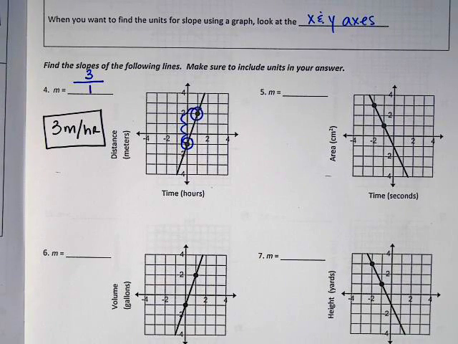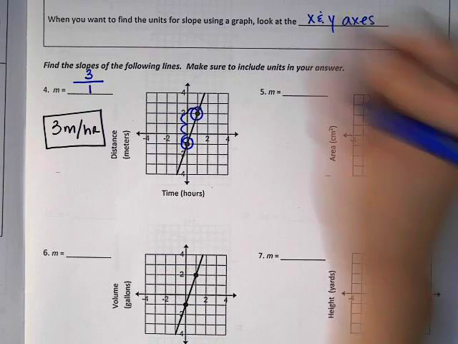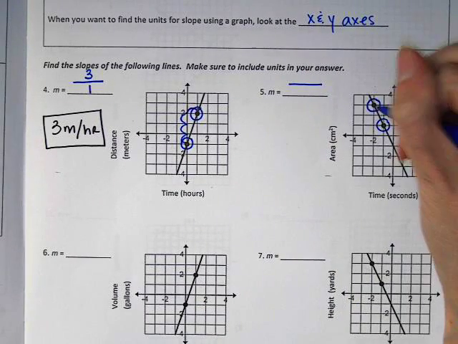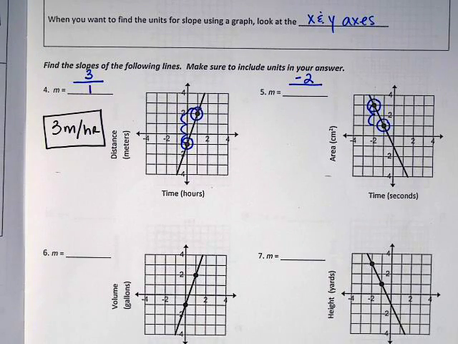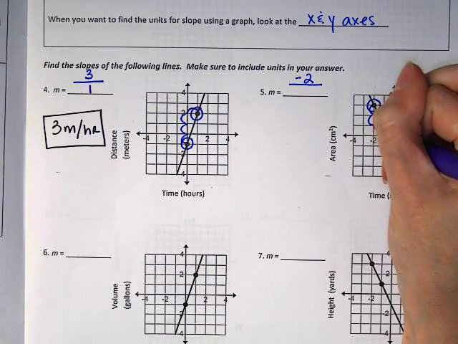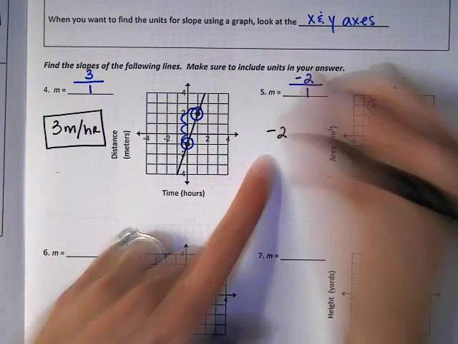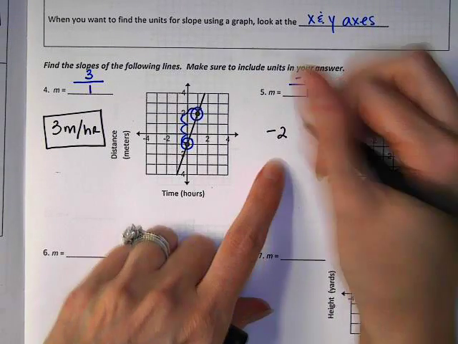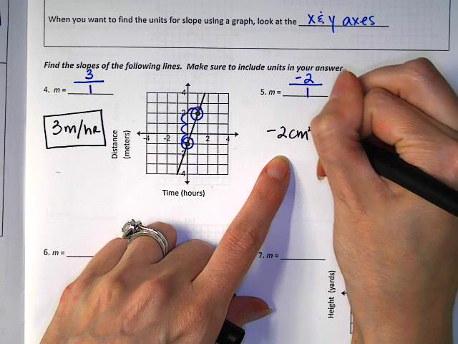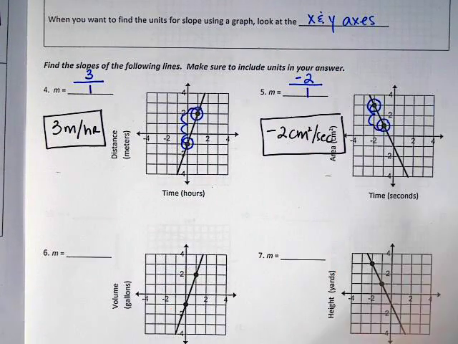Okay, number 5. How do we get from this point to this point? Rise over run. Well, we're going down 2, so that's negative 2. And then we're going right 1, that's positive 1. Okay, so I'm going to call that negative 2. And the units are centimeters squared per second. And you can abbreviate. That's fine.